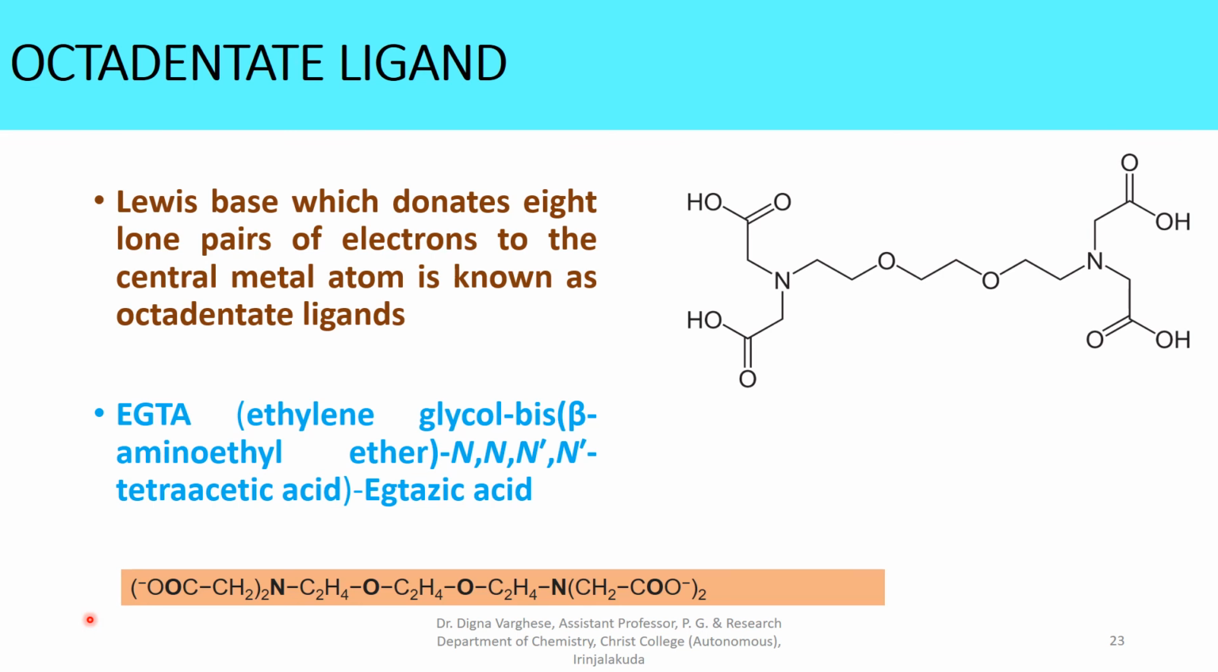In this particular compound there are 8 donor sites, that is this oxygen, and this nitrogen, this oxygen, and this nitrogen, and this oxygen, and this oxygen. So there are 8 potential donor sites which can donate 8 lone pairs of electrons to the metal atom. So it acts as an octadentate ligand.